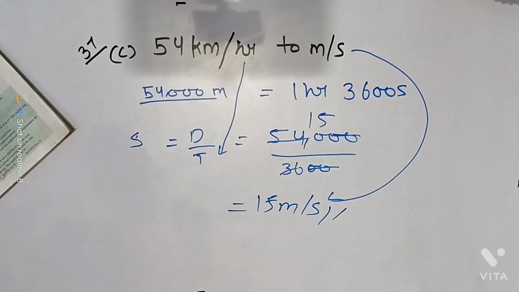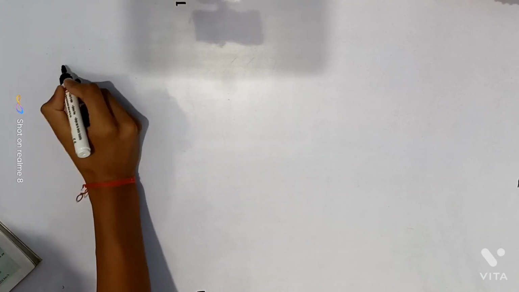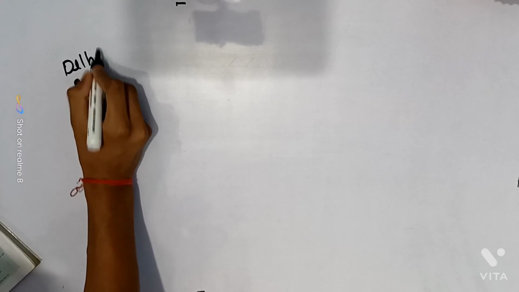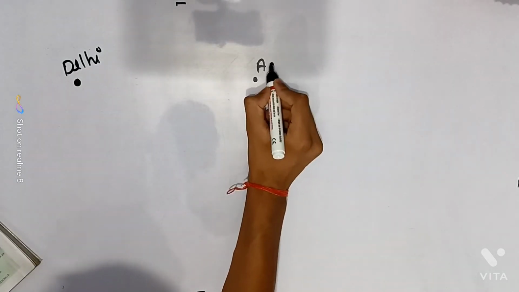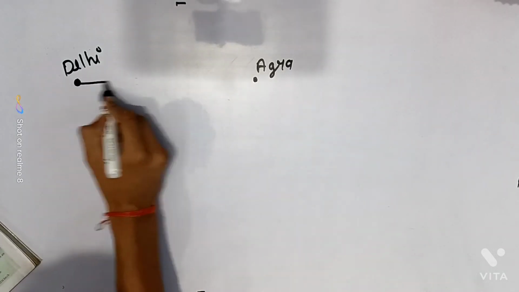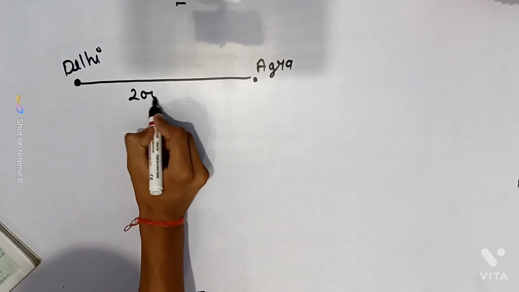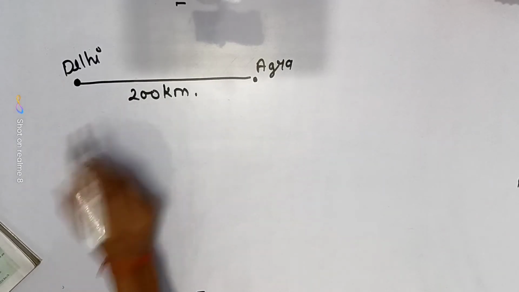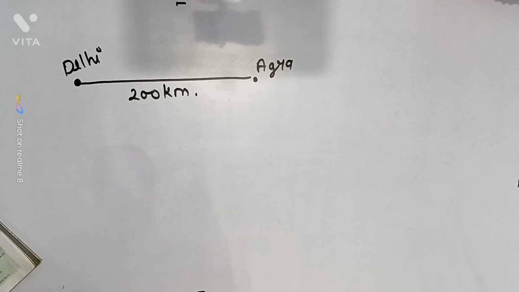So now let's move to question number 39, the numerical. Friends, what question number 39 is saying is that the distance between Delhi and Agra is 200 km. Suppose this is Delhi and this is Agra. So the distance between them is assumed to be 200 km. Okay friends, and a train travels the first 100 km at the speed of this.